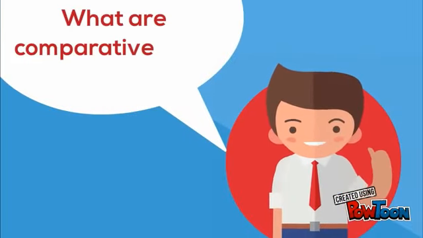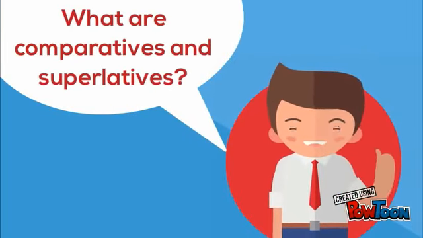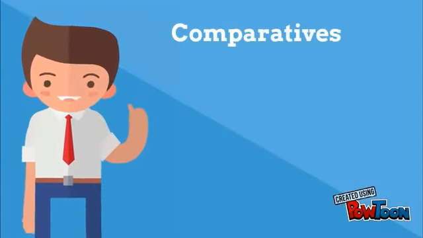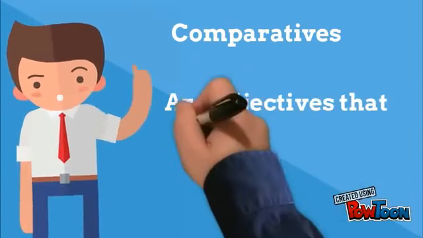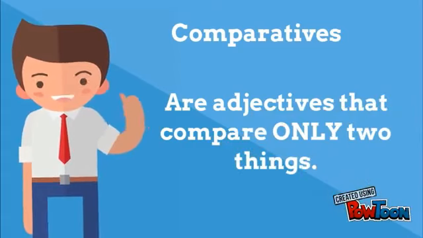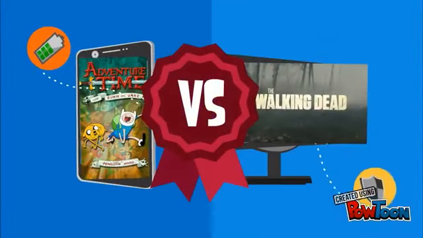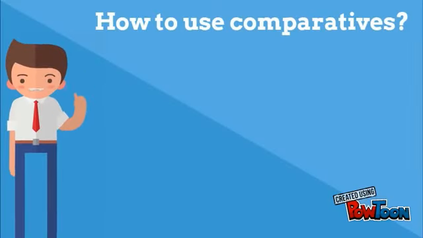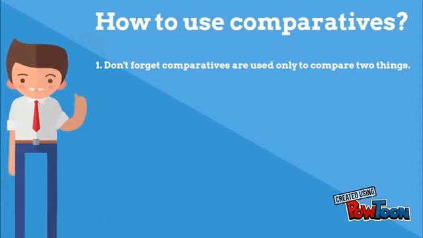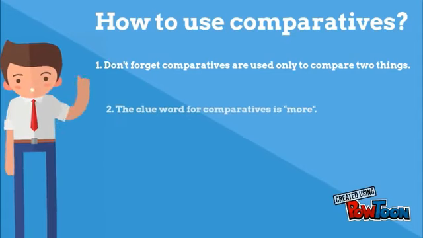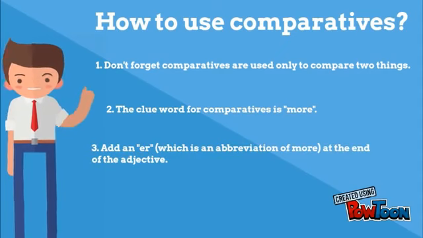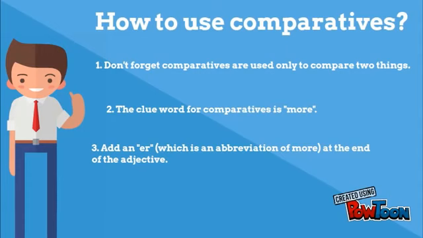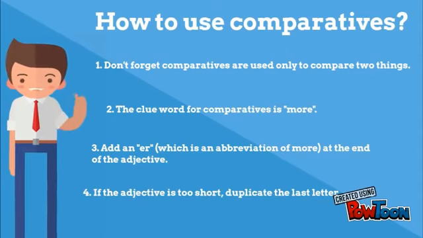What are comparatives and superlatives? Well, comparatives are adjectives that compare only two things. It's like comparing cartoons and TV series. How to use comparatives? First, don't forget comparatives are used only to compare two things. The clue word for comparatives is "more". Add an "-er", which is an abbreviation of "more", at the end of the adjective. And if the adjective is too short, just duplicate the last letter.